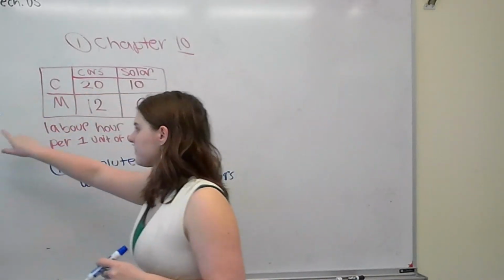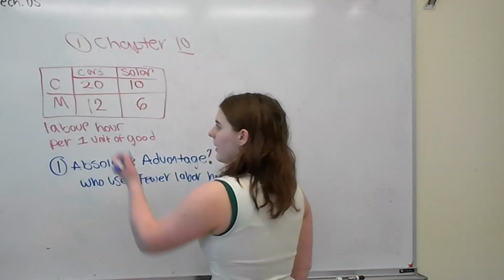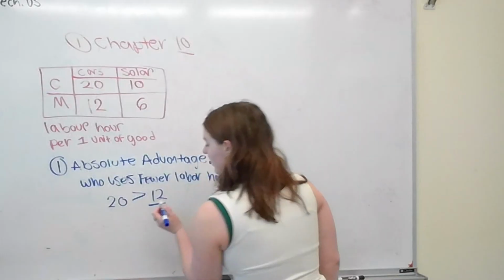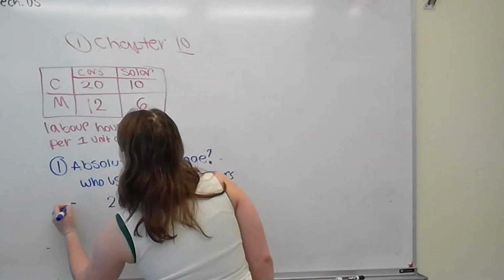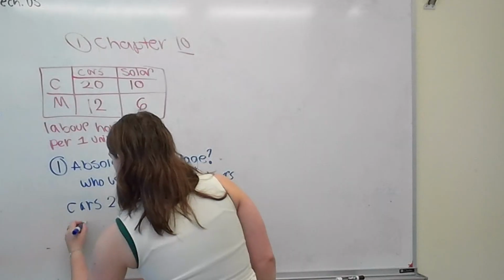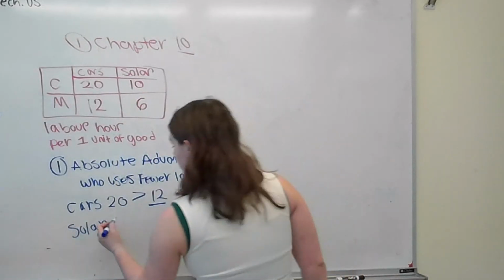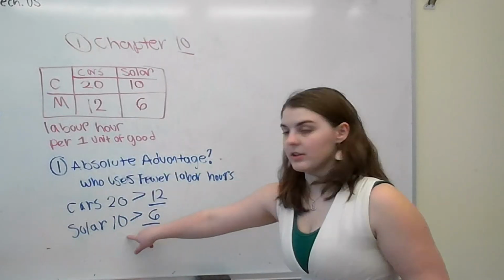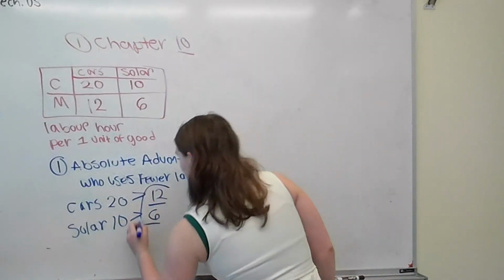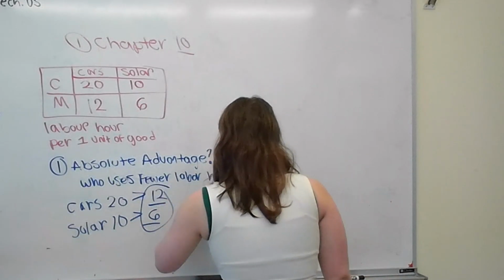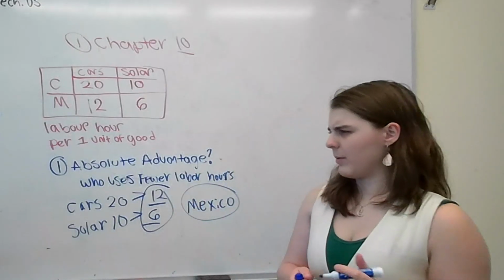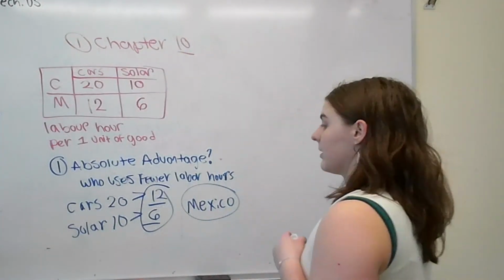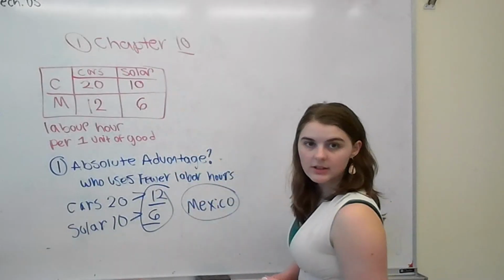In this case, right off the bat, we can say that per car, we compare 20 to 12. Well, obviously, the one that has fewer hours is 12. If we want to compare the solar panels, well, in Canada, it takes 10 hours to make one. In Mexico, it takes 6. 6 is smaller than 10, 12 is smaller than 20. So who has the absolute advantage? It would be Mexico. Remember again, we're trying to figure out an absolute advantage, who has the best advantage, who can make things the fastest with the least amount of labor hours possible. In this case, it's Mexico.